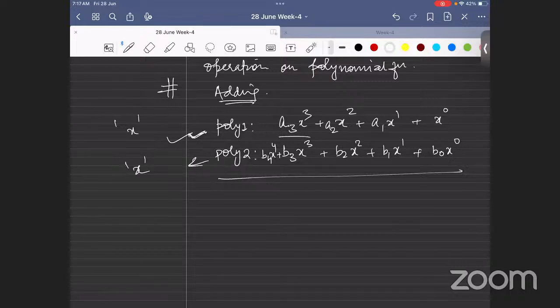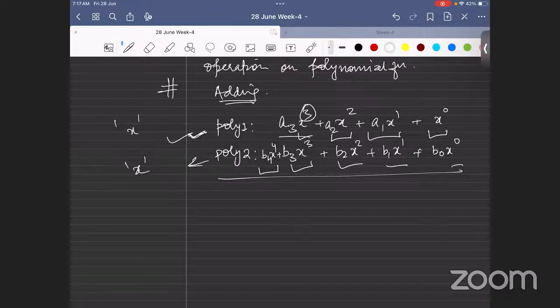So you can see that here the degree is 3 for this term, here the degree is 2 for this term, 1 for this term, and 0 for this term. Similarly, we have arranged this also in decreasing order. Okay, so here the degree is 4 for this term, 3 for this term, 2, 1, and 0.